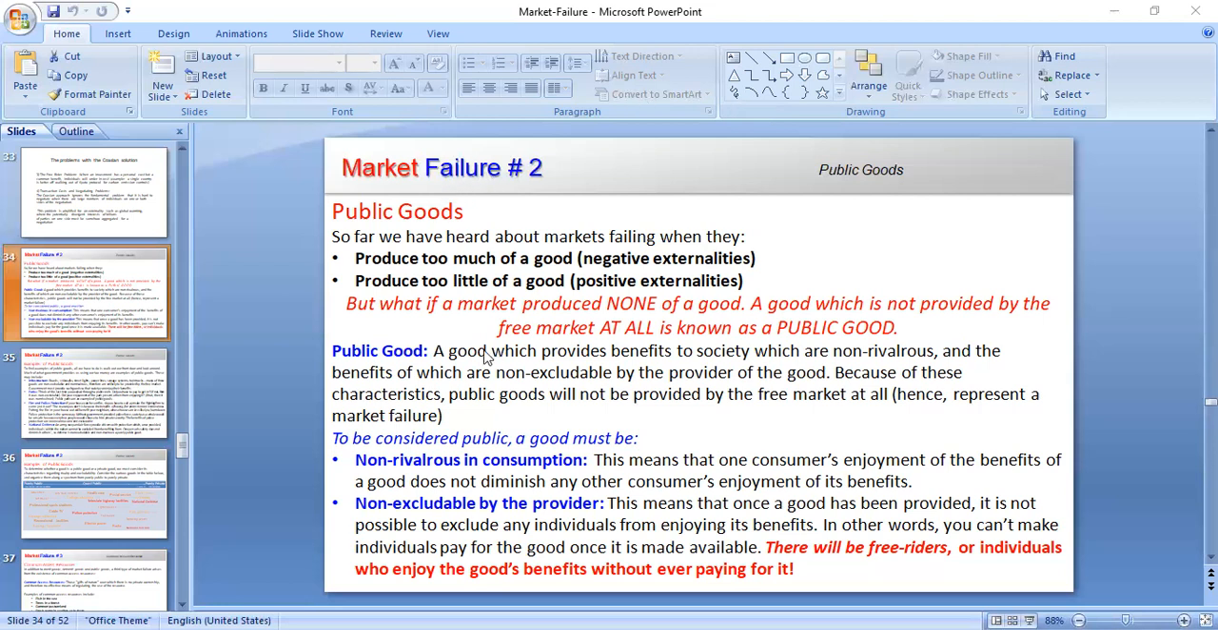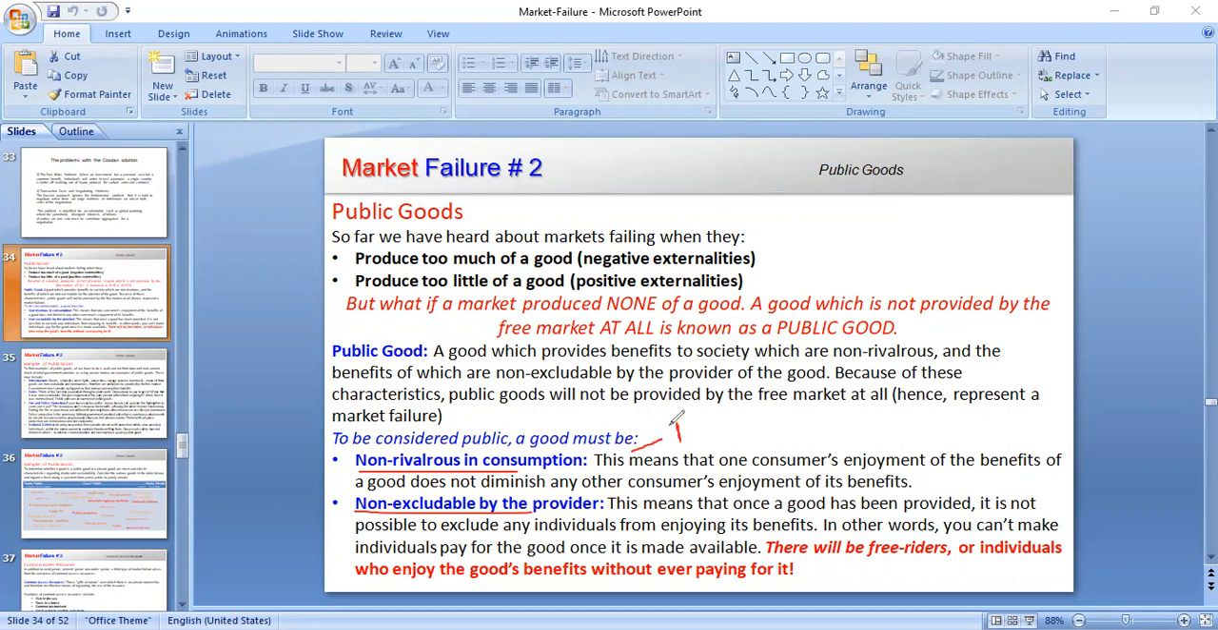So let us look at what we mean by a public good, and thereafter we shall get to know why the presence of public goods becomes a market failure. A public good is a good that is characterized by two characteristics. It is non-rival in consumption and it is non-excludable, right? Non-rival in consumption means that the consumption of a public good by an individual does not reduce the amount available to other individuals.